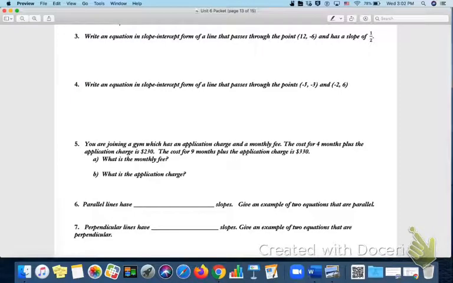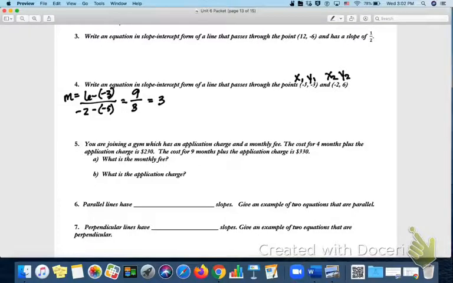Question number 4. Write an equation in slope-intercept form of a line that passes through the points negative 5, negative 3, and negative 2, 6. Go ahead and label x1, y1, x2, y2, and then rewrite that in your slope formula, y2 minus y1 divided by x2 minus x1. That's going to simplify to 9 over 3. That means our slope is 3.